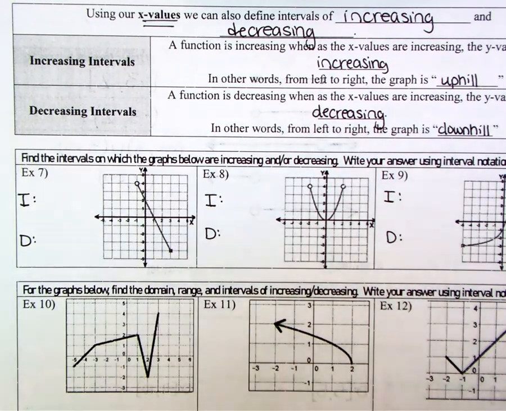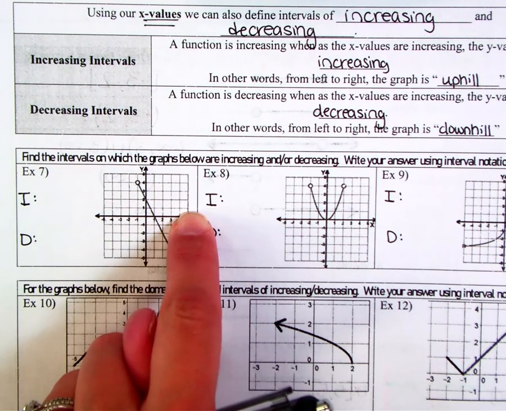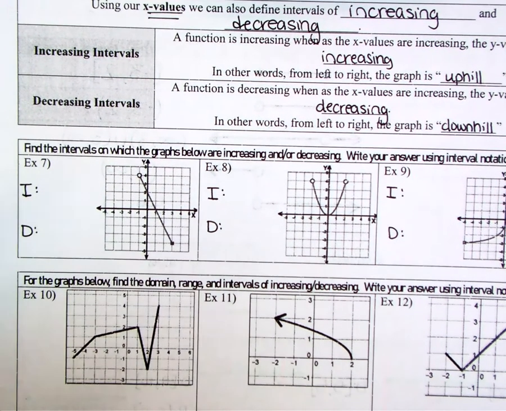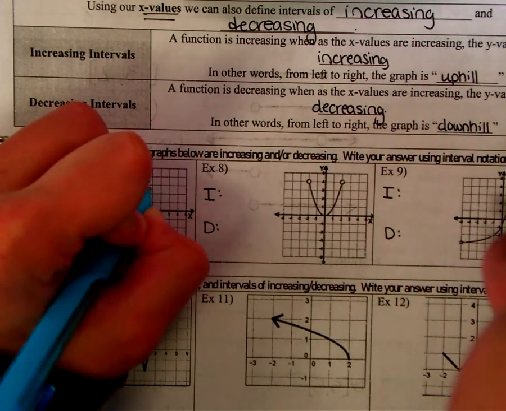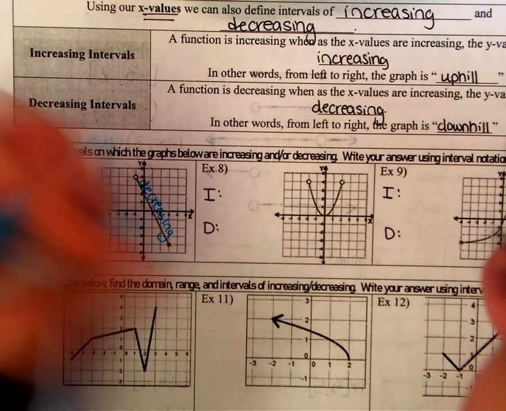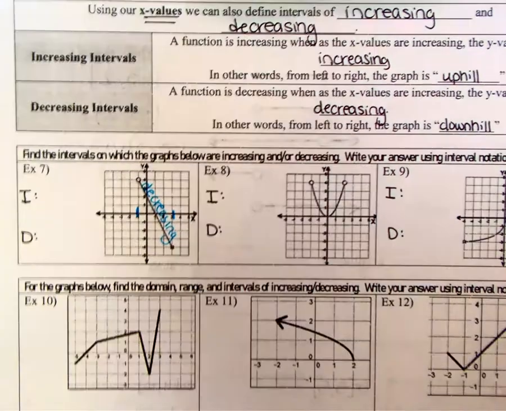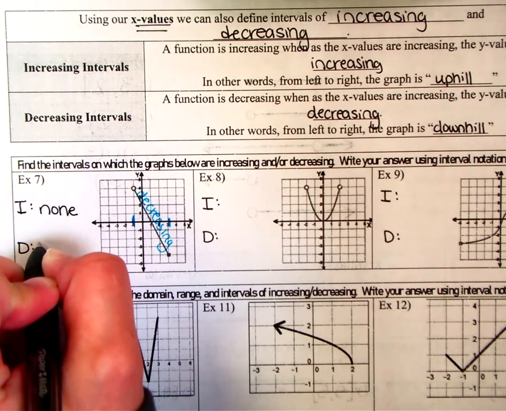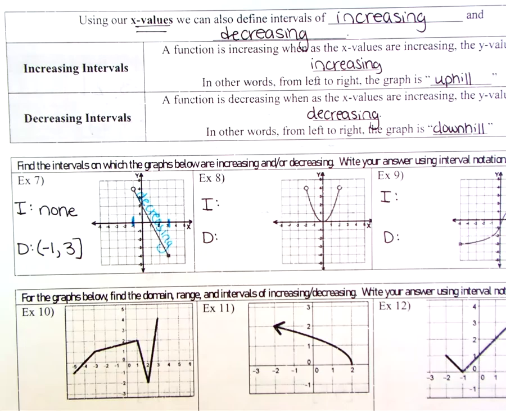So in example 7, if I trace my function from left to right, my function is going downhill. And so it's going downhill between the x values of -1 and 3. So it decreases the entire time. So if we're increasing, we're going to say none. And decreasing, we're going to say it decreases from -1 to 3. And those rules for interval notation still apply.